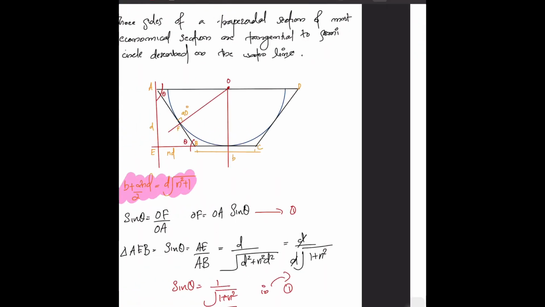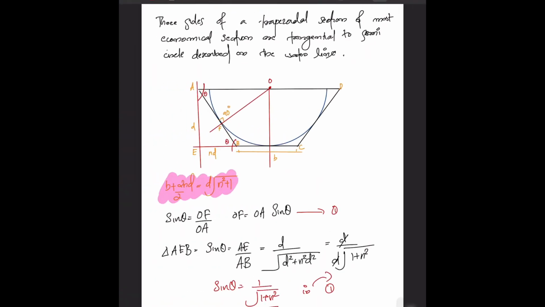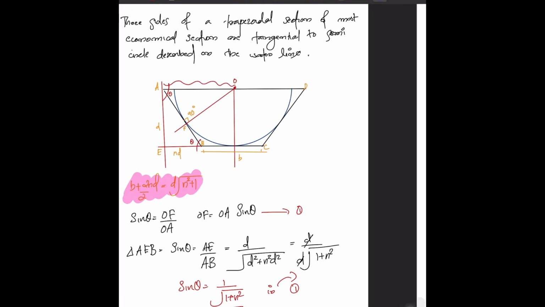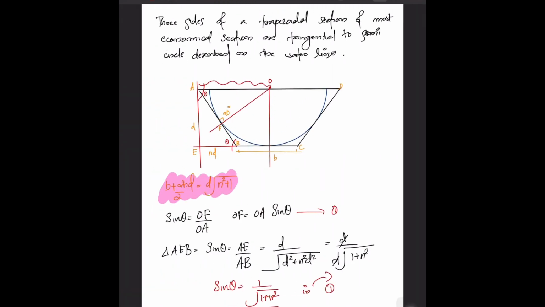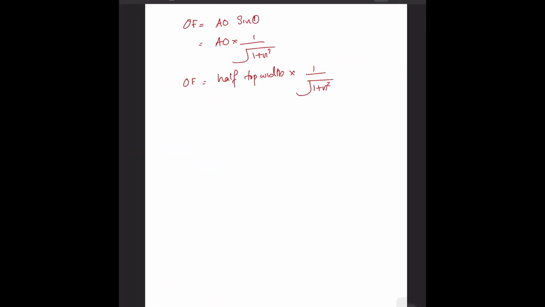Now what is AO? AO is half the top width. So OF is equal to half top width into 1 by root of 1 plus N square. Now what is half top width? Half top width is d into root of n square plus 1. We had derived this result a couple of minutes earlier.